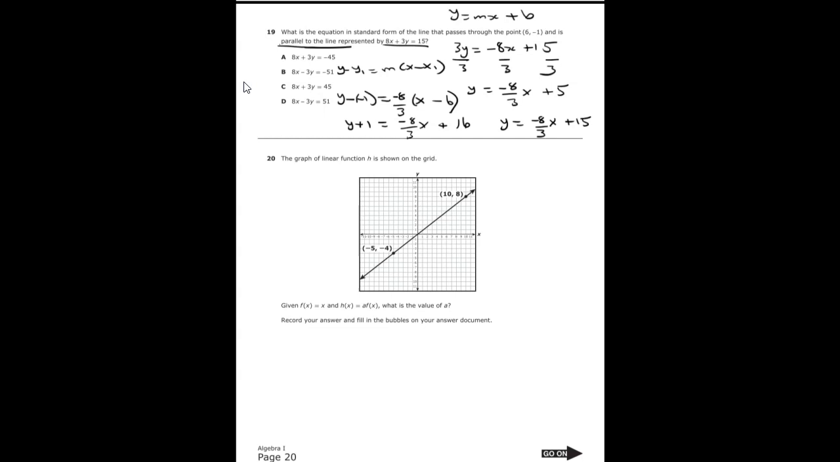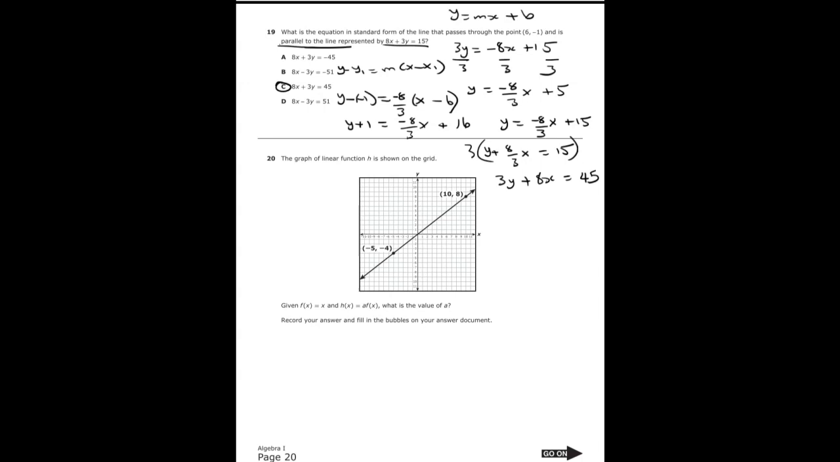So now we need to write this, look at the form that the equation comes in. So we're going to write it in that form. Actually, let's go ahead and first move negative 8 over 3x to the same side as y. So we have y plus 8 over 3x equal to 15. And then we can multiply everything by 3 to get rid of the denominator here. So we're going to end up with 3y plus 8x equal to 45, or 8x plus 3y equal to 45. That's it right there.